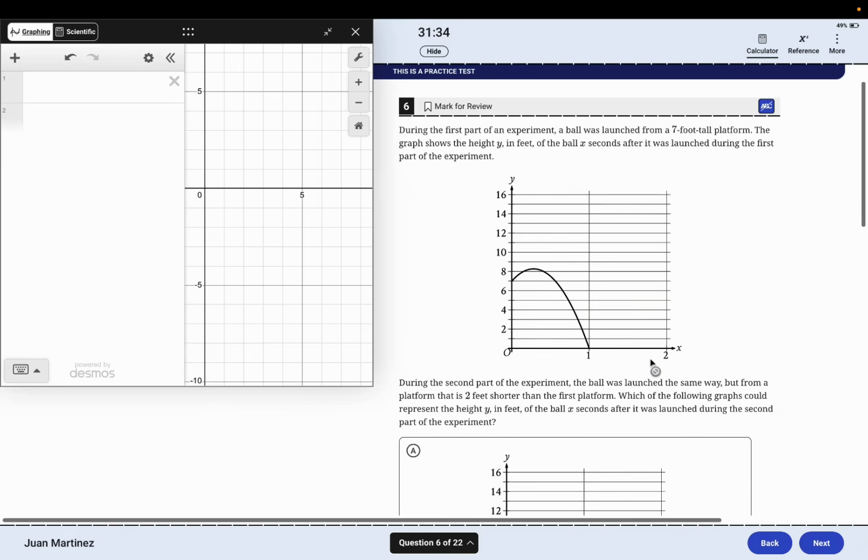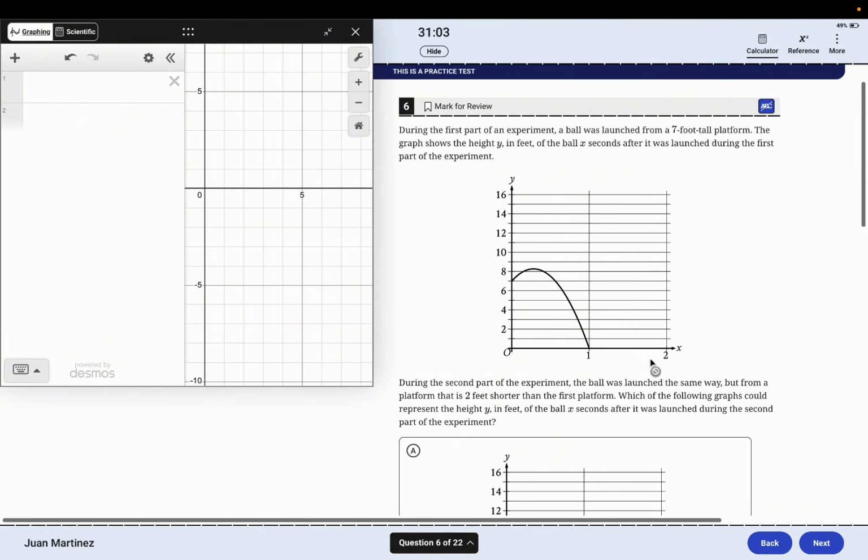Okay. During the first part of an experiment, a ball was launched from a 7-foot tall platform. The graph shows the height y in feet of the ball x seconds after it was launched during the first part of the experiment. During the second part of the experiment, the ball was launched the same way, but from a platform that is 2 feet shorter than the first platform. Which of the following graphs could represent the height y in feet of the ball x seconds after it was launched during the second part of the experiment?